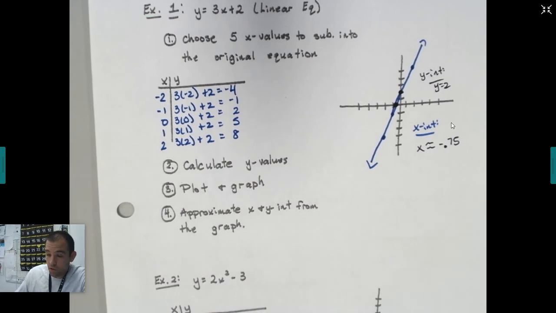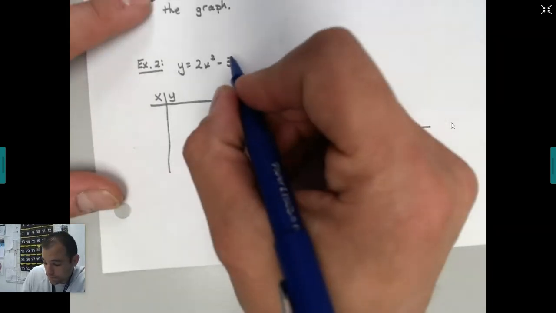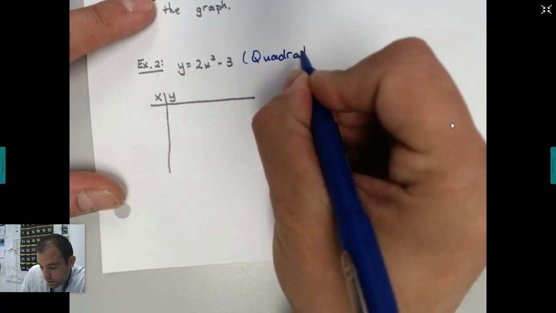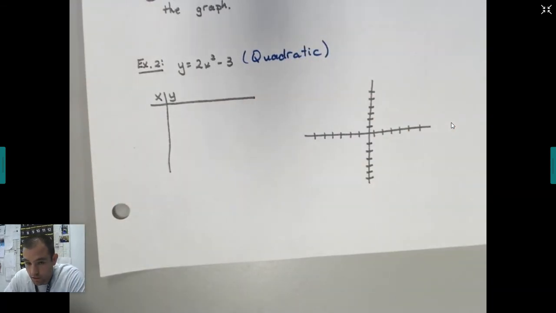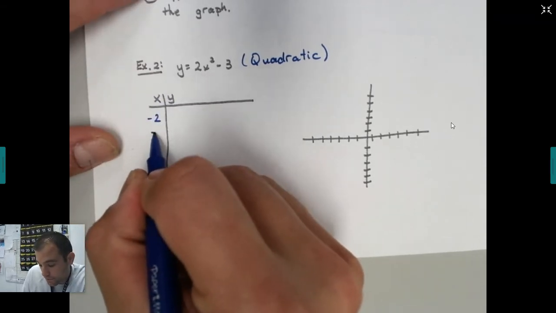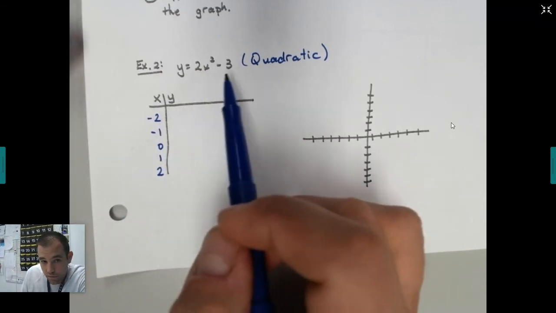That's all we're going to do for all of these, but every graph's not going to be linear. So if we look at this second one, this one has a square in it. So this one is a quadratic, which is what we spent a whole lot of time on in the last topic. So again, I'm going to pick the same numbers: -2, -1, 0, 1, 2. And all I'm going to do is plug them in.